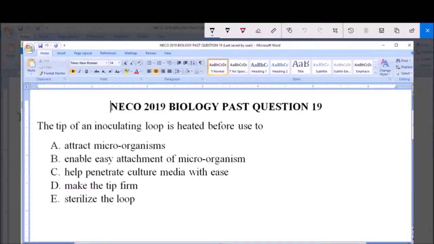I will be answering NECO 2019 biology past question 19. The tip of an inoculating loop is heated before use to A. Attract microorganisms. B. Enable easy attachment of microorganisms. C. Help penetrate culture media with ease. D. Make the tip firm. And E. Sterilize the loop.